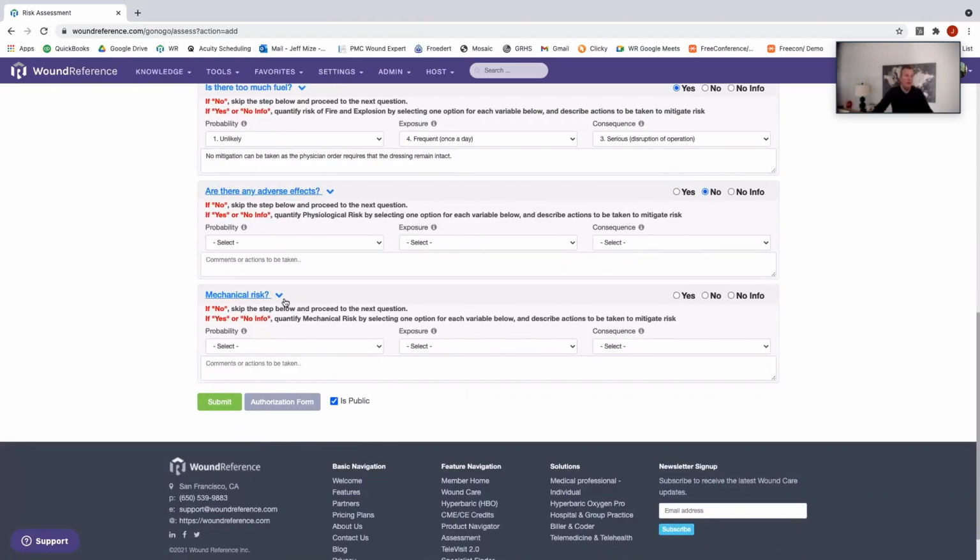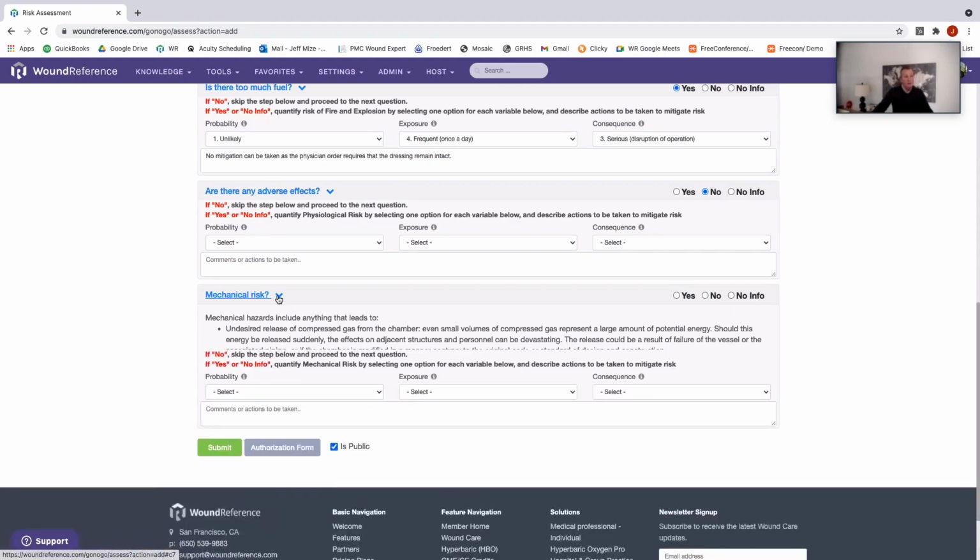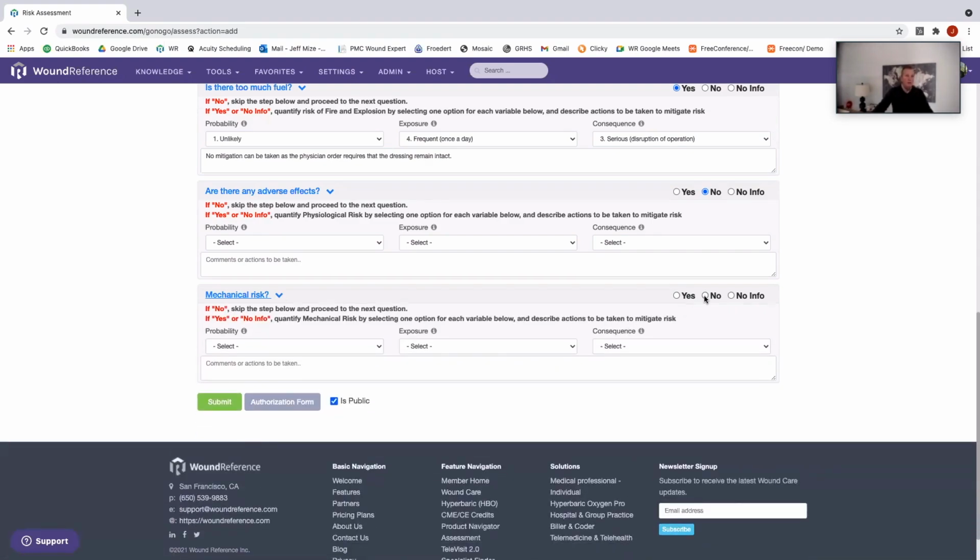Mechanical risk, is there any mechanical risk that can result from utilizing Zeroform in the chamber? And again, read through the definition as you're evaluating a product to help you determine yes or no. And in this situation, it would be no.